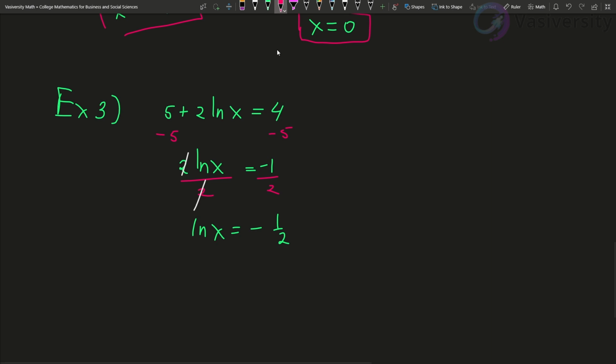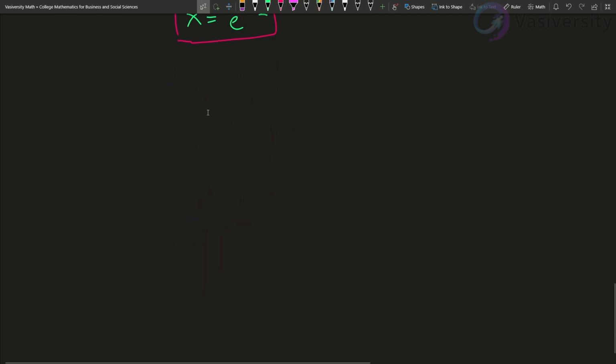And now how do we get rid of the logarithm? We have to put e to the power of the left side and e to the power of the right side. And then e and logarithm cancels out. So we have x to be equal to e to the -1/2. And that's going to be our solution for this problem. Okay, perfect. And now let's go ahead and take a look at a more sophisticated problem. So it's going to be example 4.